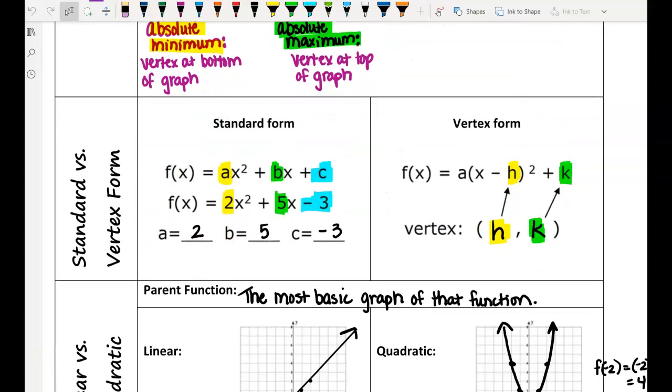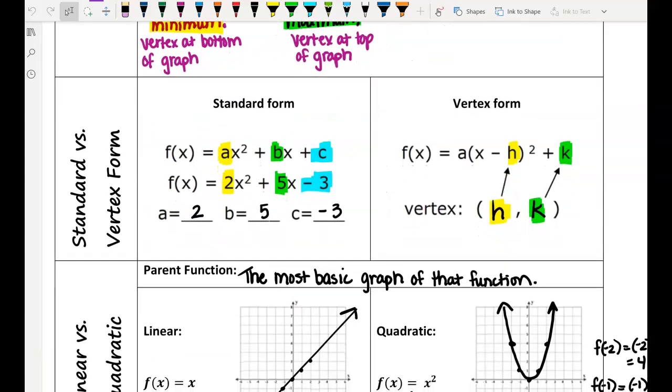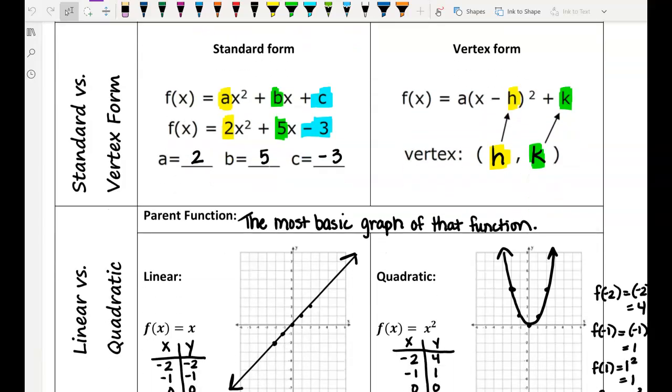We have two different forms of the quadratic. We have the standard form, which is ax squared plus bx plus c. And we have the vertex form, which is f of x equals a times the quantity x minus h squared plus k. When it is in vertex form, the h and the k are telling us what the vertex of the parabola is, which also means we know what our axis of symmetry is, because our axis of symmetry and our vertex share the same x coordinate.